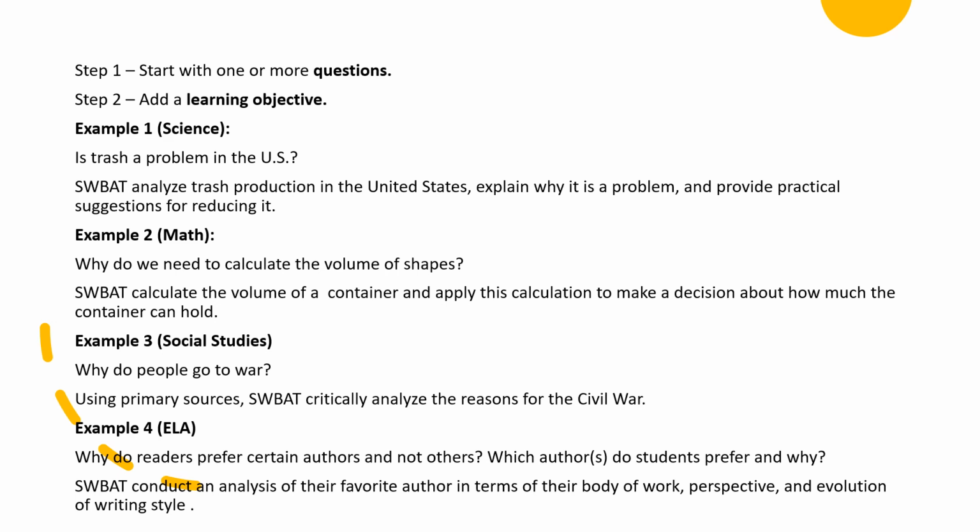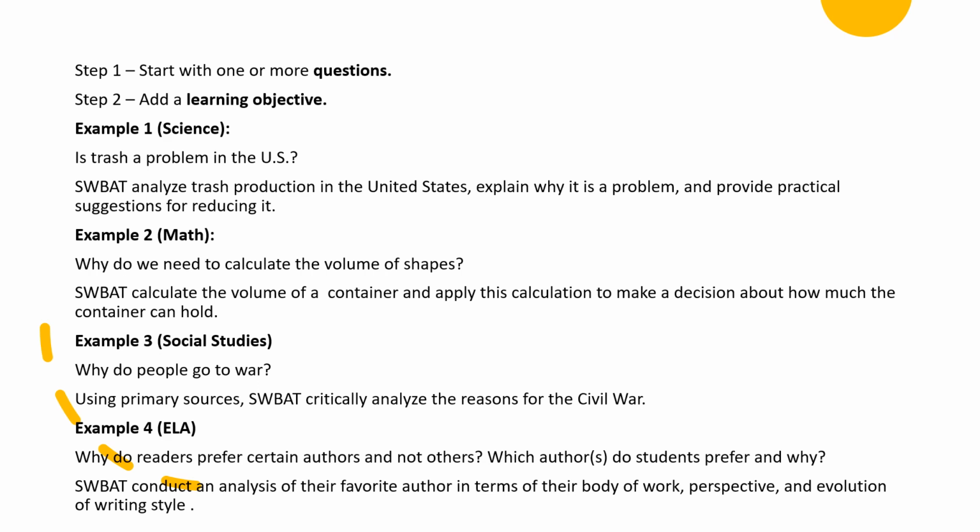Example 2 comes from math. The question might be, why do we need to calculate the volume of shapes? This is a good example of when you might provide a student a reason why do we have to learn this. The matching objective might be, students will be able to calculate the volume of a container and apply this calculation to make a decision about how much the container can hold.